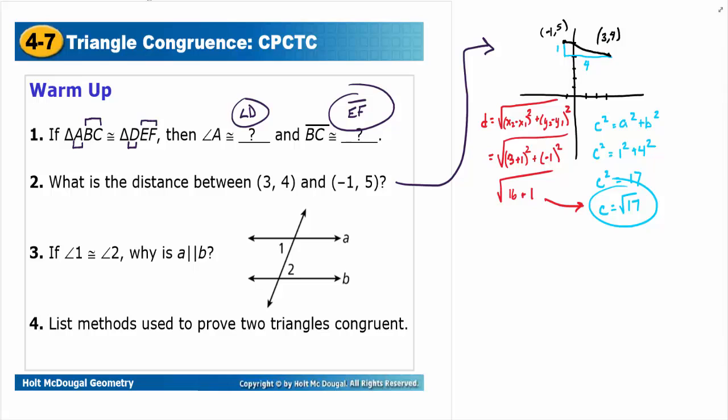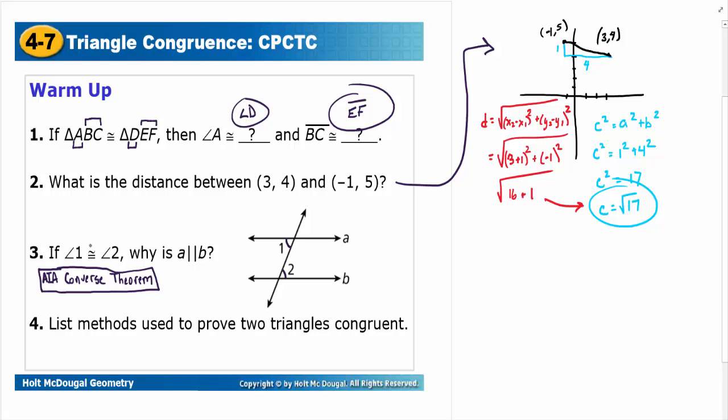All right, so number 3, it says angle 1 is congruent to angle 2, so we know these two angles are congruent. Well, if those two angles are congruent, why is A parallel to B? Well, these are alternate interior angles. So this is actually the alternate interior angle converse theorem. And we gotta remember those theorems, they don't go away. So we're able to prove that those lines are parallel because of the converse theorem. Remember, the alternate interior angle theorem says if the lines are parallel, then the alternate interior angles are congruent. The converse theorem says the opposite of that, and that's kind of what we have. If alternate interior angles are congruent, then the lines are parallel.